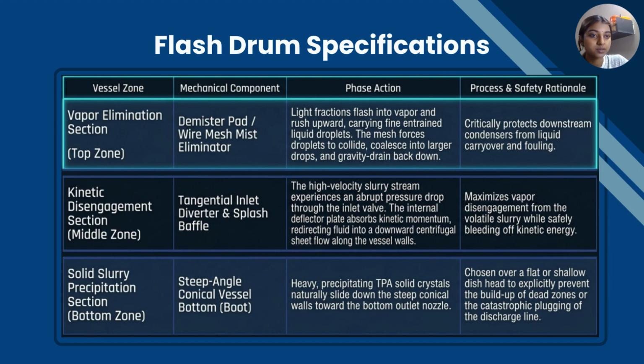The top vapor emanation zone features a wire mesh demister pad that forces rising entrained liquid droplets to coalesce, and also gravity drain, preventing downstream condenser burning. In the middle kinetic disengagement zone, a tangential inlet diverter and splash baffle absorb the massive kinetic energy from the inlet pressure drop, redirecting the stream into a safe downward centrifugal wall flow. At the bottom, a steep angle conical boot forces the precipitating TPA solid crystals to slide continuously toward the outlet nozzle, explicitly avoiding the dead zones or catastrophic line plugging common with standard flat heads.